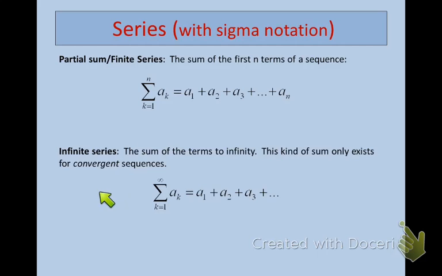Infinite series. So the sum of the terms to infinity. Now some of you are probably like, well, you can't do that. You can't just keep on adding a number. This you can do if you have a convergent sequence. So if your numbers are approaching a number and never crossing it, then the sum is also going to approach a number and never cross it. What the sequence approaches is typically different, though, from what the sum approaches. But they both approach a number.